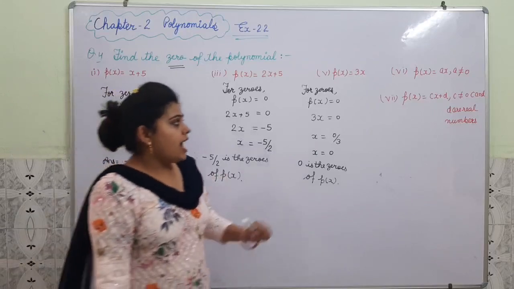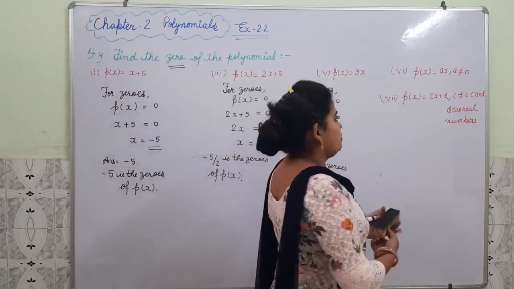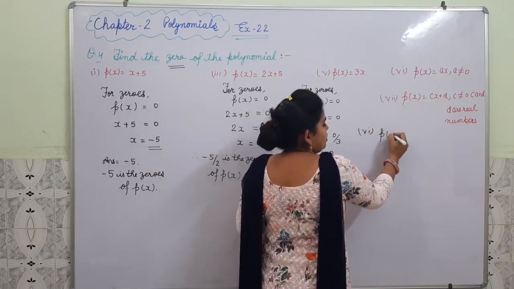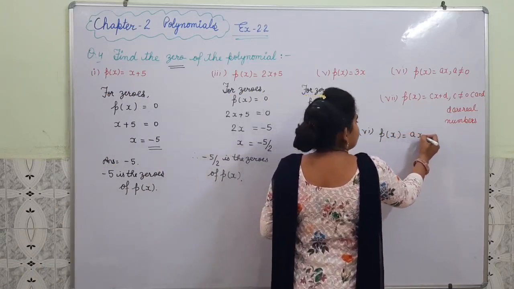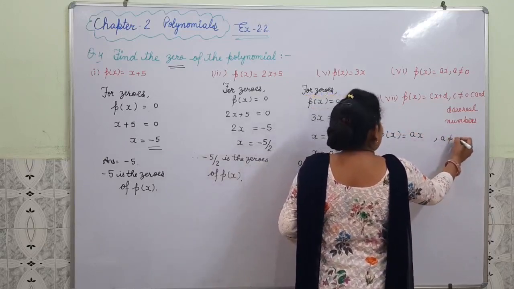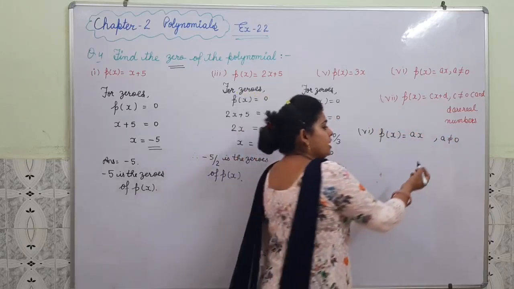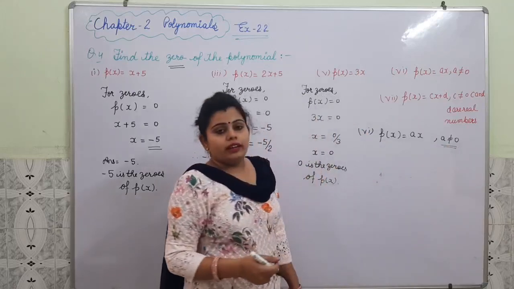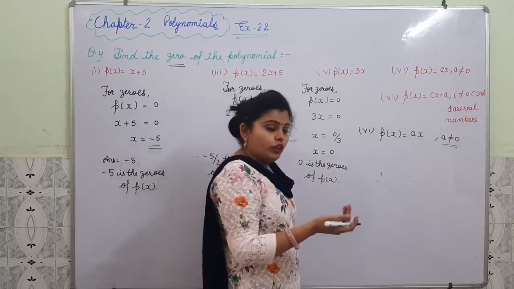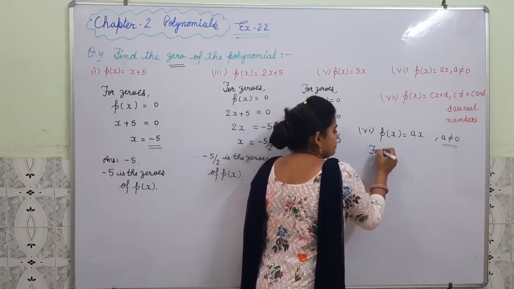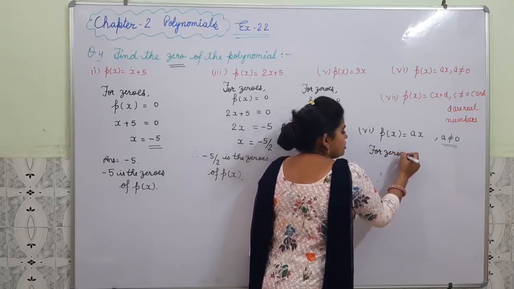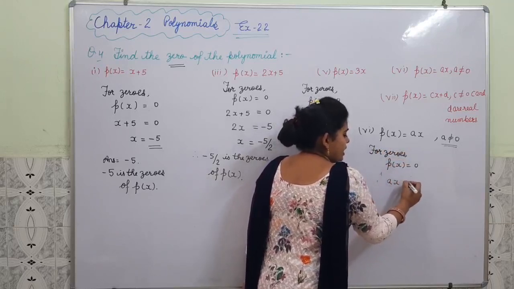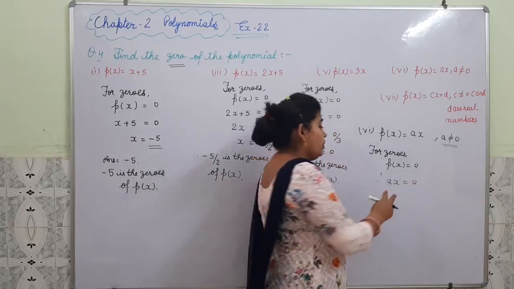Now dear students, I am explaining its sixth and seventh part. Let's see its sixth part. What is given? P of x is equal to ax, and a is not equal to 0. In the starting itself the condition given is a not equal to 0. And what we have to find? Its zeros. For zeros, p of x is equal to 0, which means ax is equal to 0.